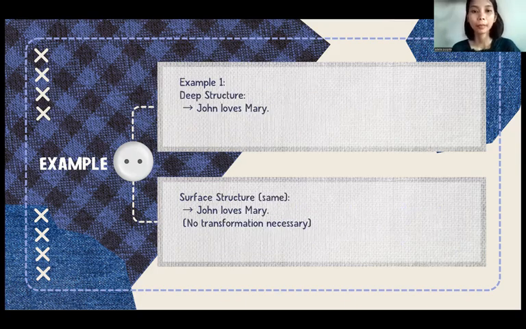Like this, for example, the deep structure is "John loved Mary," and the surface structure is also "John loved Mary." It's the same, so no transformation is necessary.